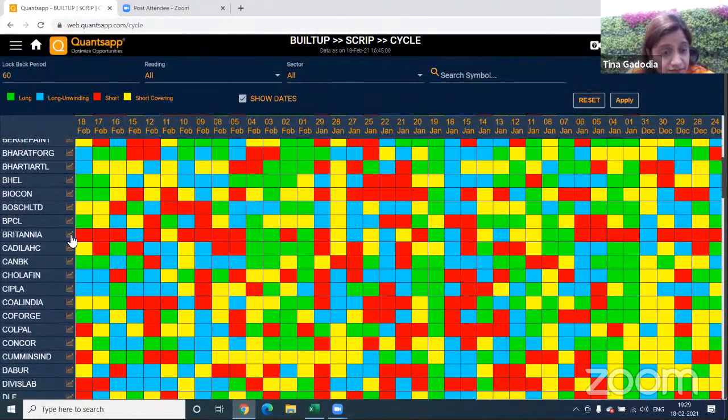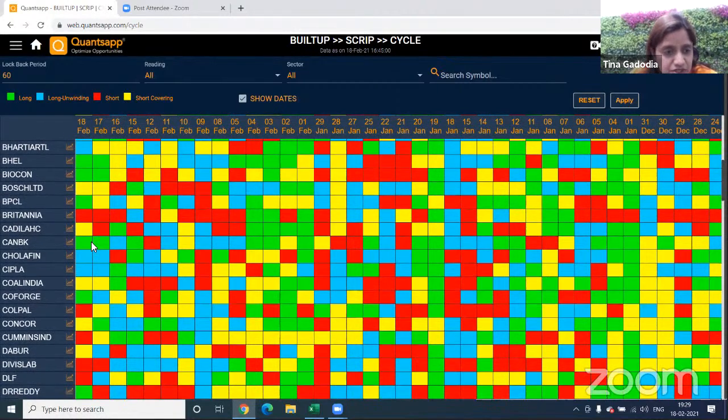Britannia, so the FMCG were completely on the short side. You know what not to do. I will not go long into Britannia until the data changes and we see some conviction coming up.